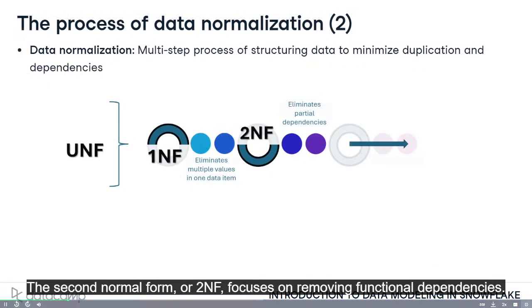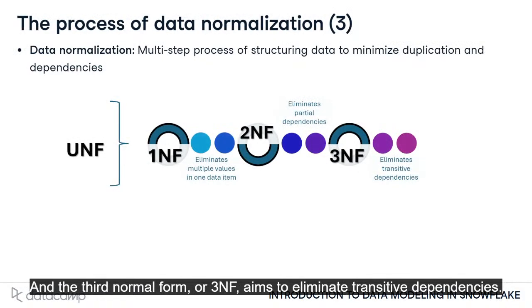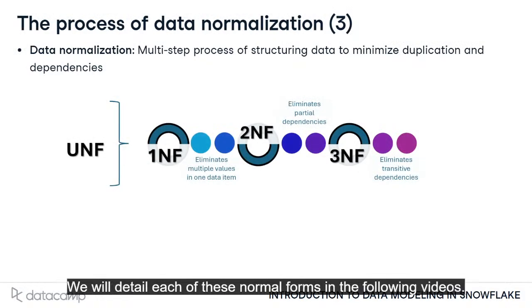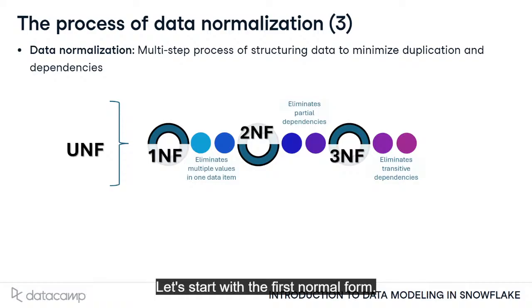The second normal form, or 2NF, focuses on removing functional dependencies. And the third normal form, or 3NF, aims to eliminate transitive dependencies. We will detail each of these normal forms in the following videos. Let's start with the first normal form.